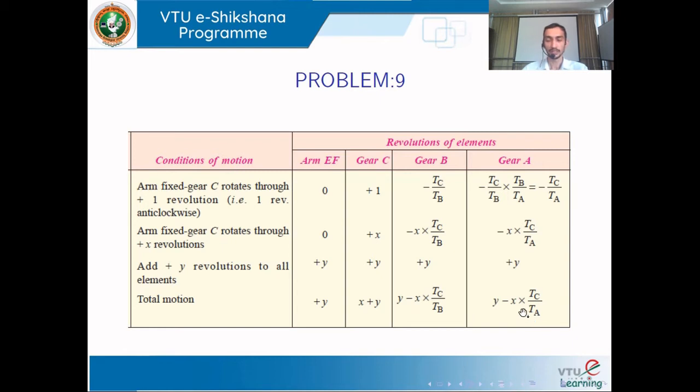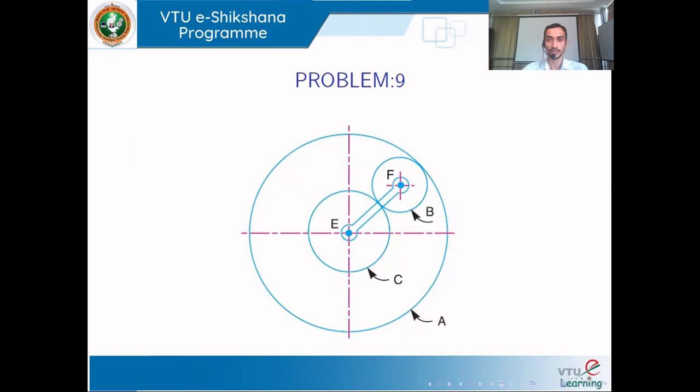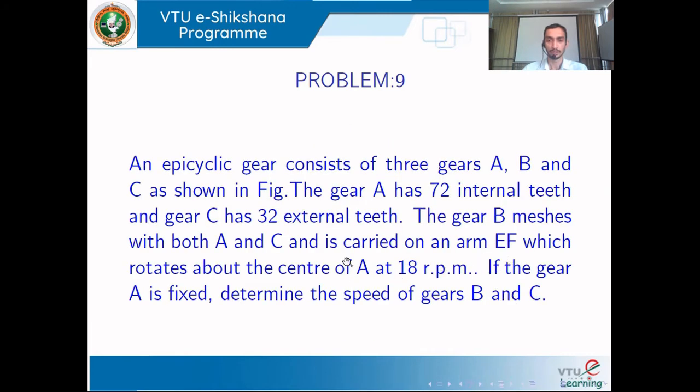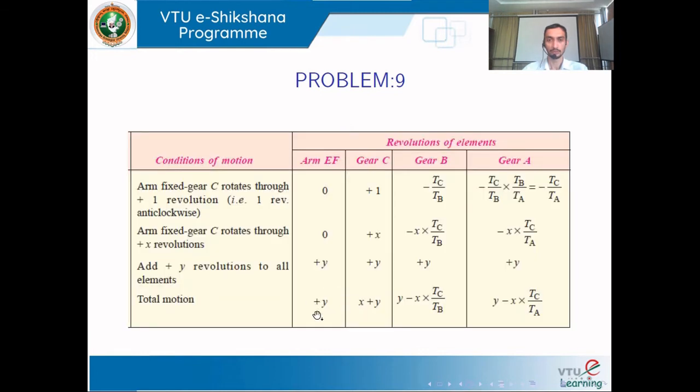Now coming to the condition that he says that the arm is rotated by 18 RPM, and since it's a positive value, we'll assume that the arm rotates in the anti-clockwise direction. And also gear A is fixed, so Y is equal to 18, gear A is fixed, so this will become 0. So the value for TC and TA, the number of teeth on gear C and gear A, has already been given. So simplifying that, you'll be getting the value of X.